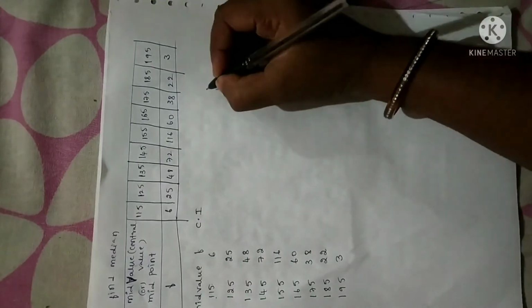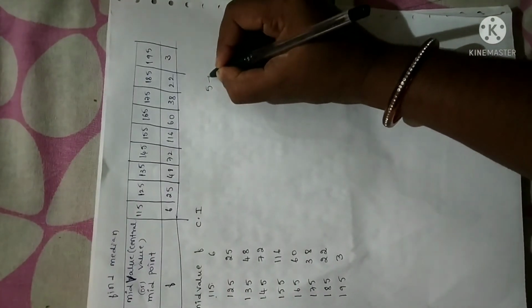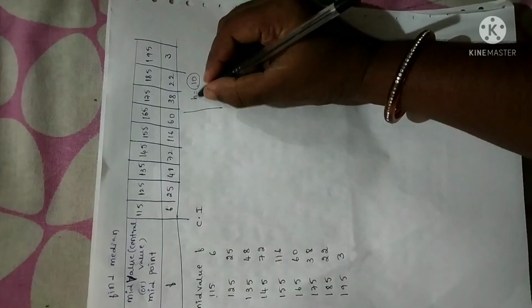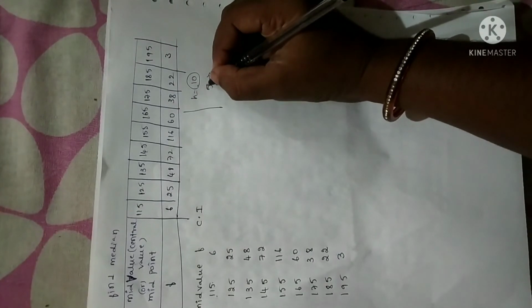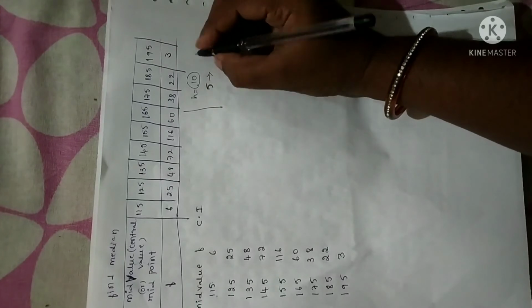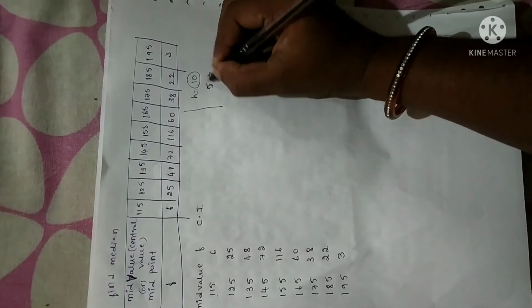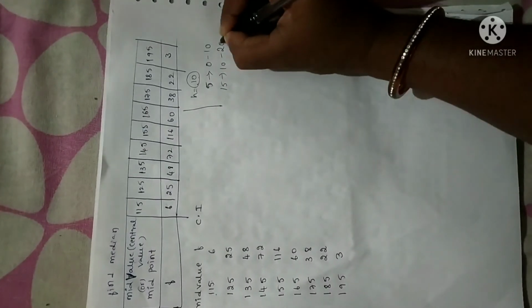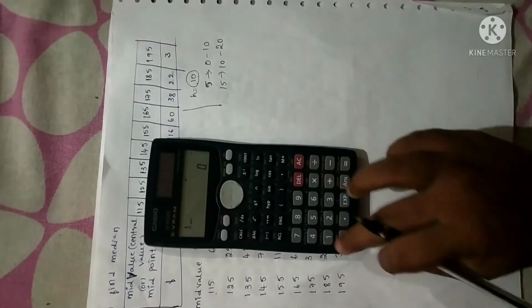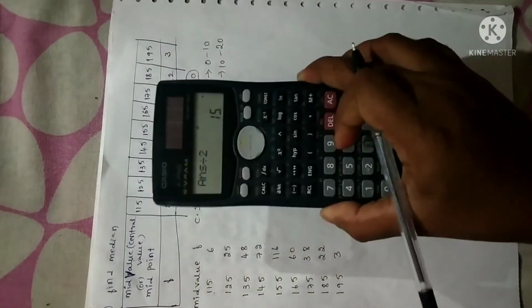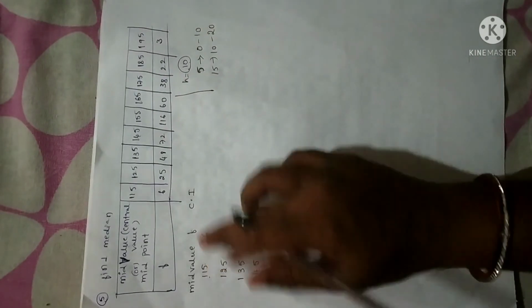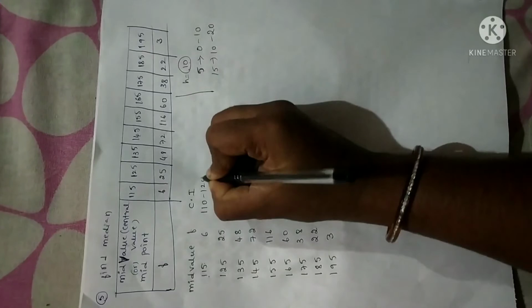Suppose I'll give you a simple example. If 5 is given to us, clearly 5 will be the midpoint, with h taken as 10. So we have to construct a class interval: 5 lies between 0 and 10. If 15 is given, I can clearly write 15 lies between 10 and 20. That is, 15 is the mid value of 10 and 20. The meaning is, when you add 10 plus 20 and divide by 2, you should get 15. Similarly here 115 is given, so I can write 115 is the midpoint of 110 and 120.